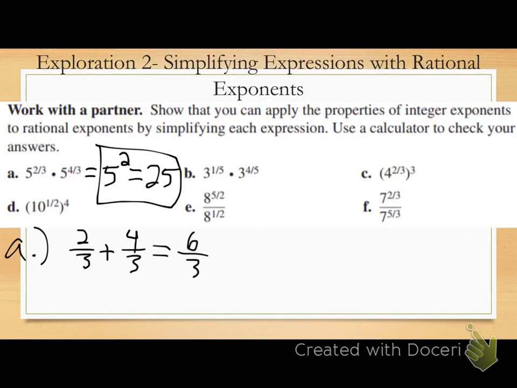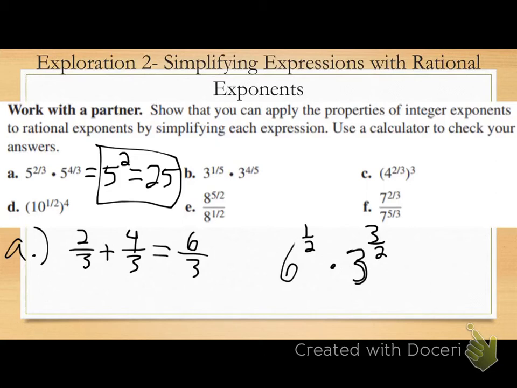If they have the same base and they're being multiplied, you can add the exponents. If they don't have the same base and they're being multiplied, you cannot add the exponents. So let's say I had 6 squared times 3 squared. Go ahead and do a fraction. So 6 to the 1/2 times 3 to the 3/2.